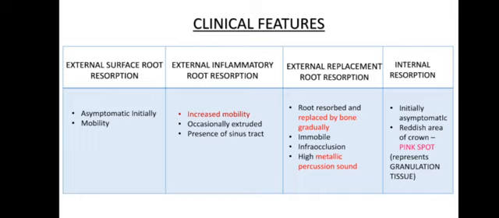External replacement root resorption, as the name says, the root is resorbed and replaced by bone gradually. They may be immobile, and infraocclusion can be seen because of the replacement of the root by the bone. There may be a high metallic percussion sound. Internal resorption is initially asymptomatic, and a reddish area or pink spot is seen, which represents the granulation tissue.